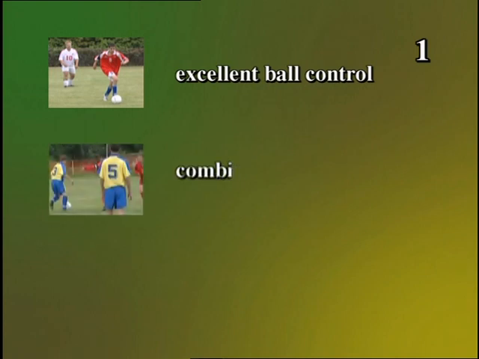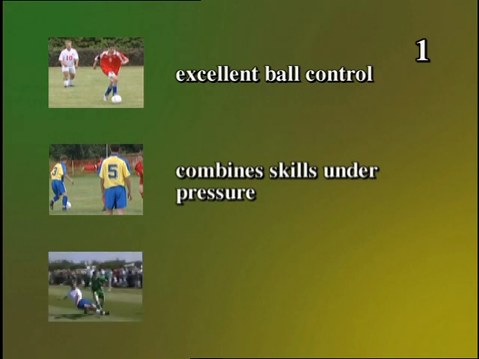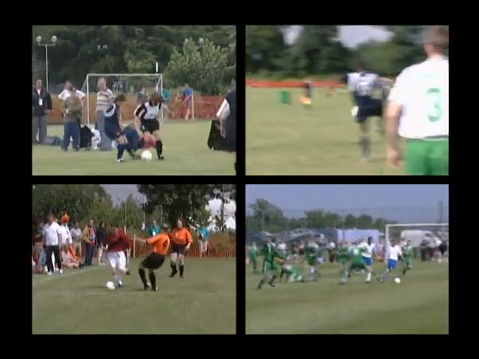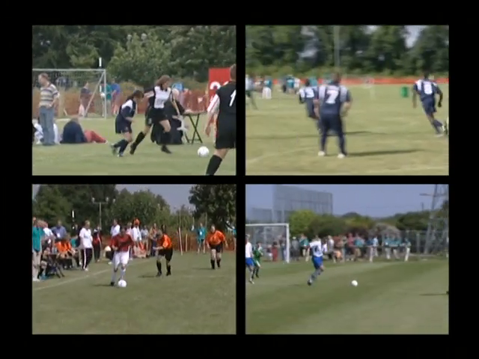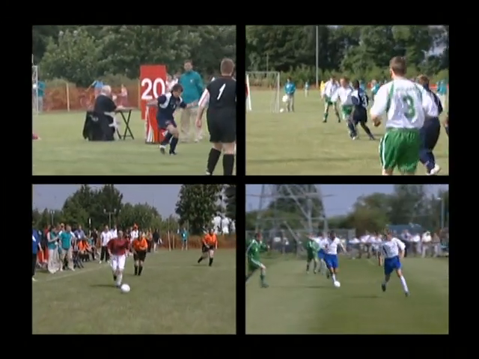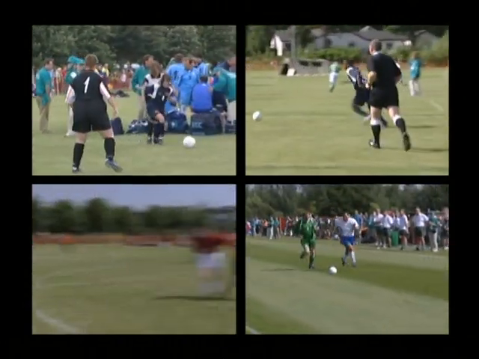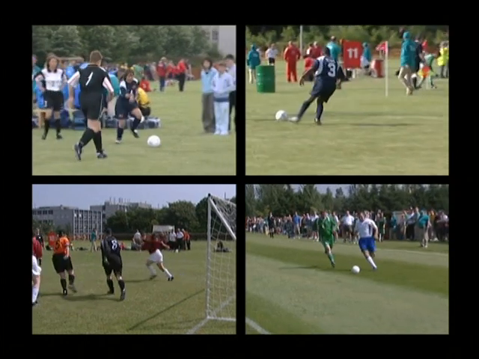So, to summarize, a level 1 player often has excellent ball control in all aspects of the game, can easily combine different skills, even under pressure, and is able to provide a strong defense, including tackles. In summary, consistency, accuracy, quality and speed of individual ball skills all increase from level 4 to level 1, as does the ability of a player to perform well under pressure.